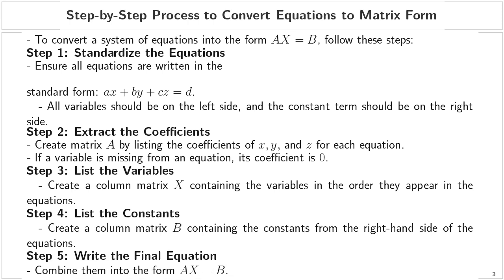Finally, step 5 is to write the final equation. Once you have your three pieces, matrix A, matrix X, and matrix B, you simply combine them into the single matrix equation. A times X equals B. In the next few slides, we are going to walk through some concrete examples to see this exact process in action, so keep these steps in mind as we move forward.